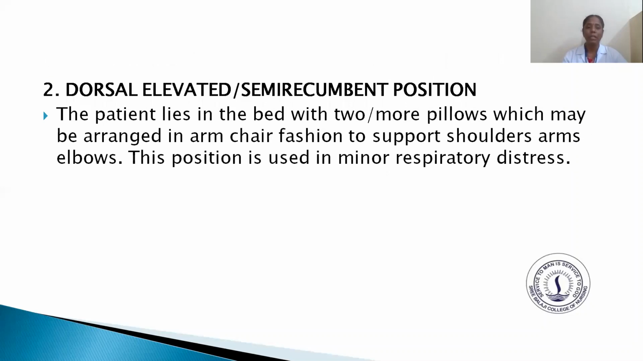Next, we move to the dorsal elevated or semi-recumbent position. The patient lies in the bed with two or more pillows, which may be arranged like an armchair, to support the shoulders, arms and elbows. This position is used in minor respiratory distress.